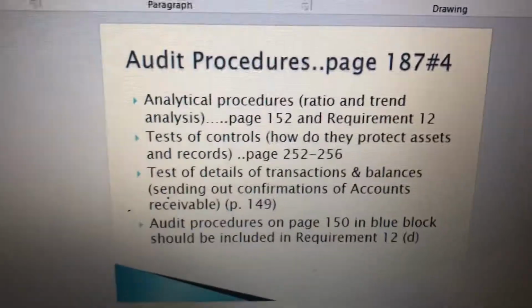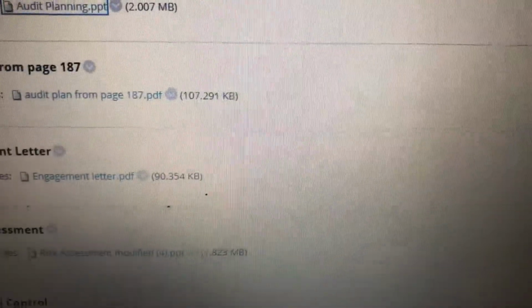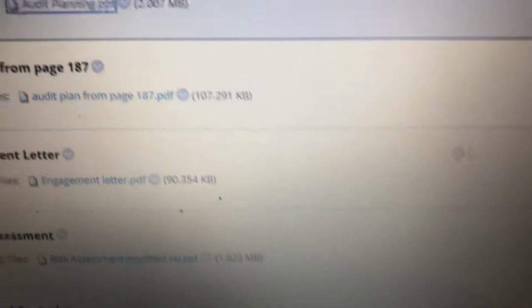Now, what level of risk will these auditors accept? Okay, now I'm going to go to the other set of PowerPoints. They're down here.